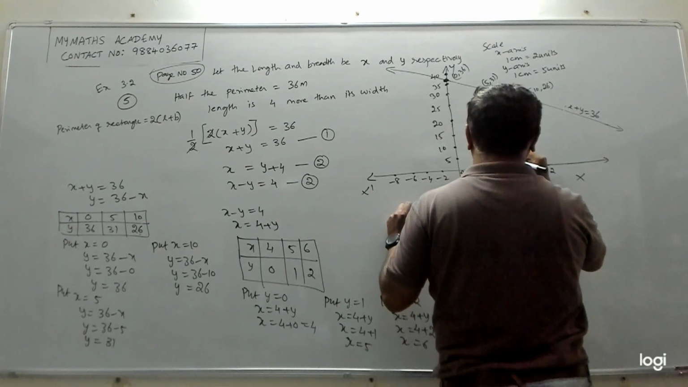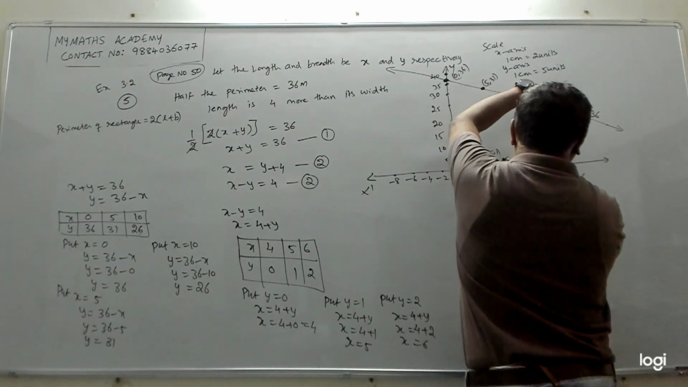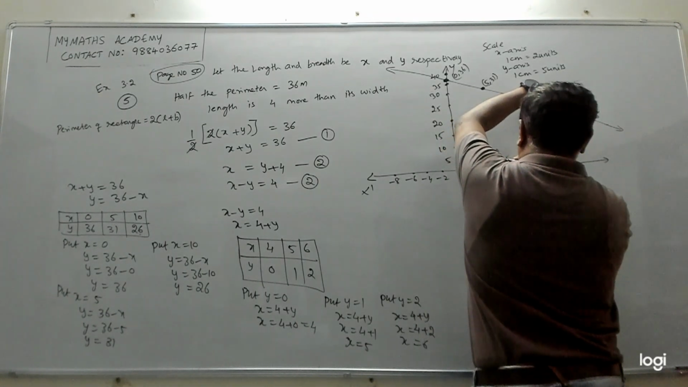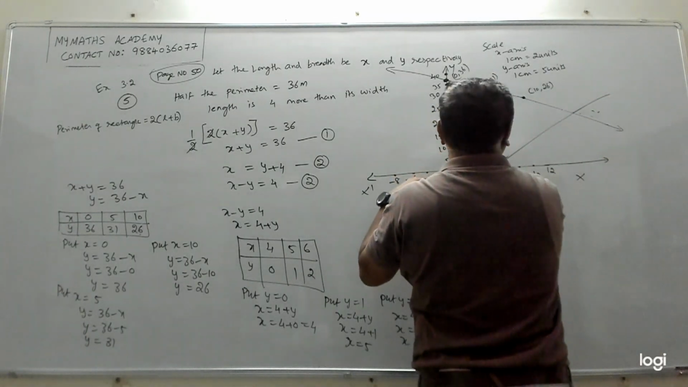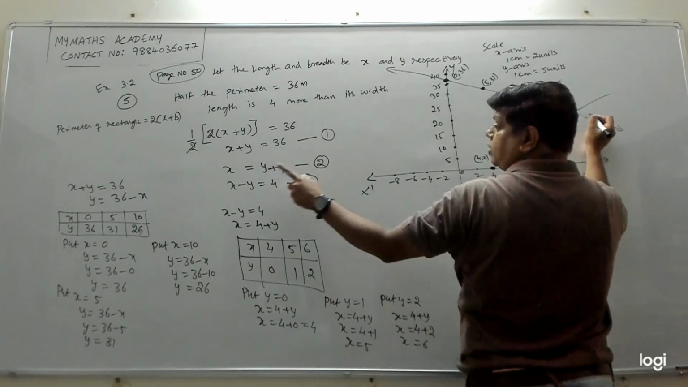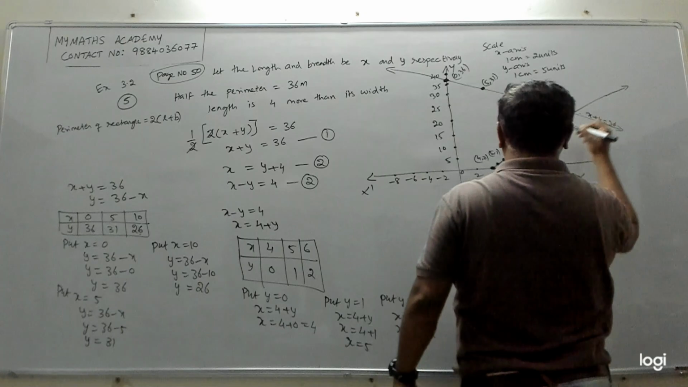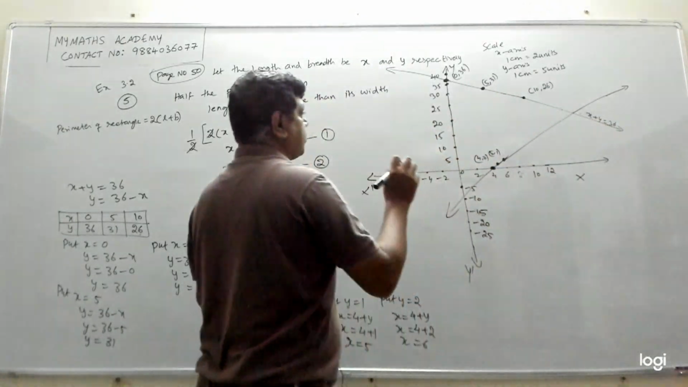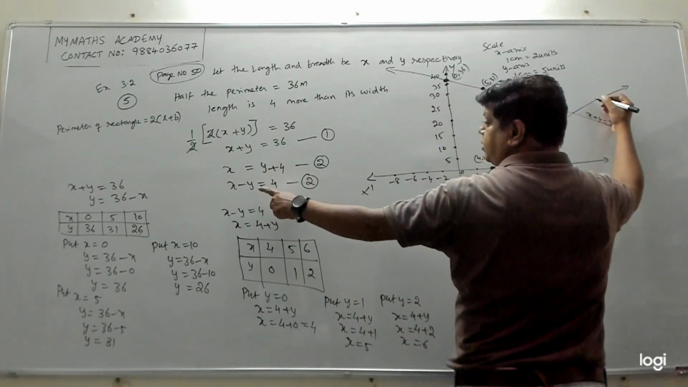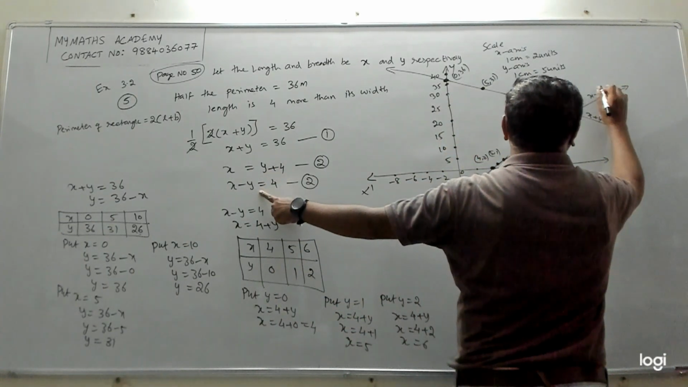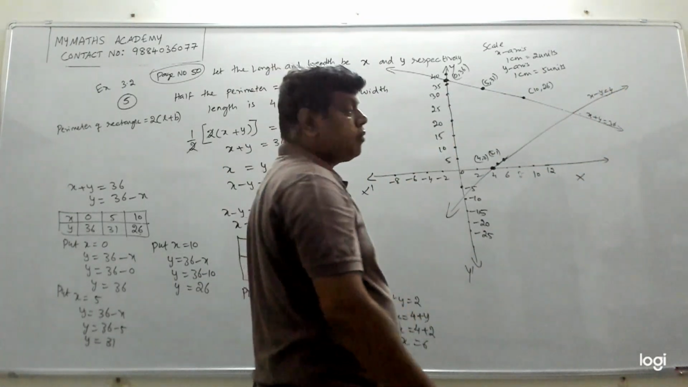So if I join this, it will go like this. So this line is x plus y equal to 36. So this line goes here and it will go like this. And so this line is x minus y equal to 4. Now both these lines meet at a particular point, which is this point.